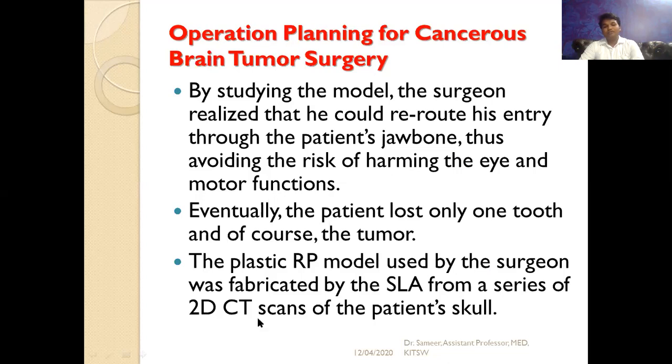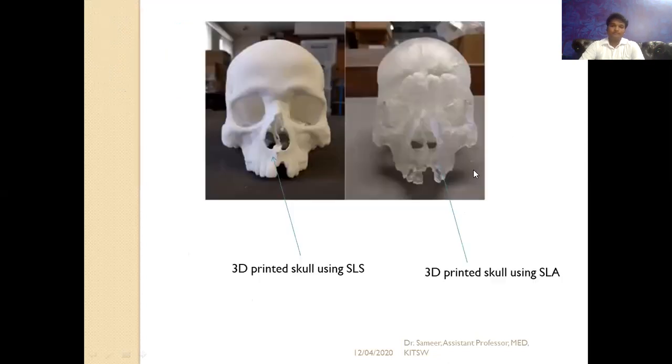The series of 2D CT scans of the patient's skull were taken initially while developing the skull of the patient. In this slide, we can see skulls manufactured using different additive manufacturing processes. Here we can see the 3D printed skull manufactured using SLS, that is the sintering method. And here we can see the 3D printed skull manufactured using SLA.